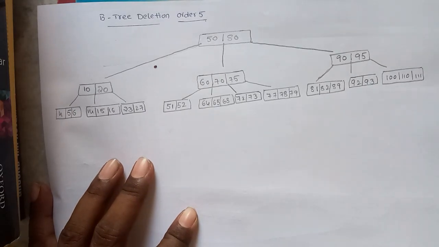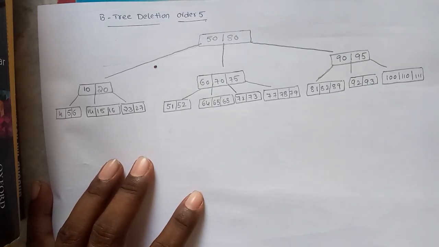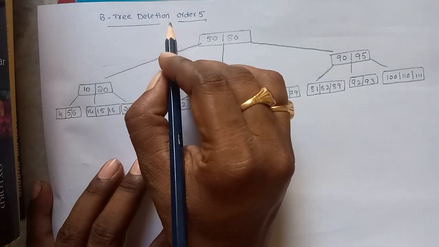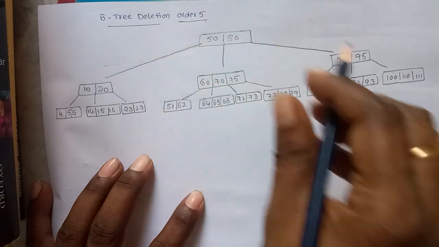In the previous session we had discussed B-tree deletion with an example. Now in this session we will discuss one more example of B-tree deletion of order 5.